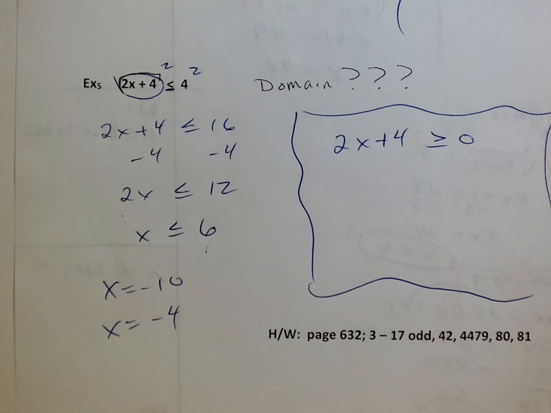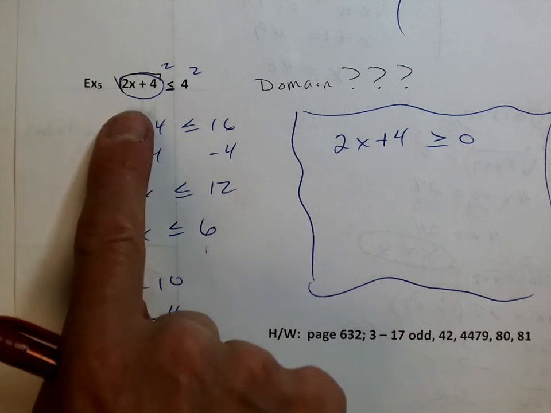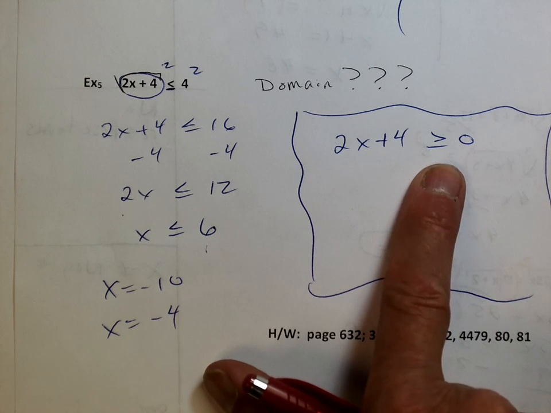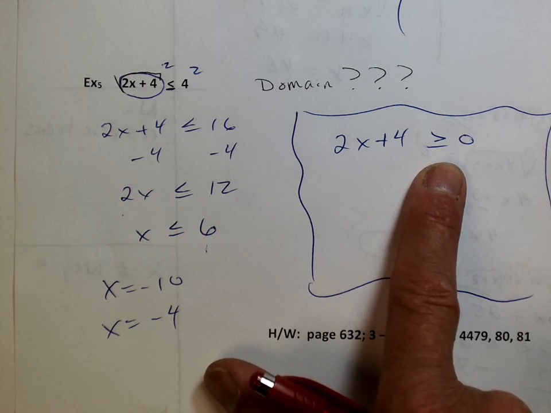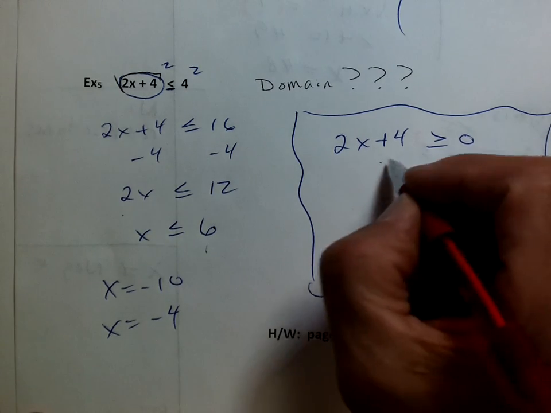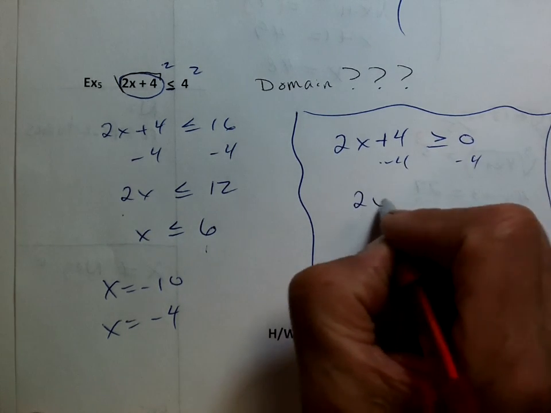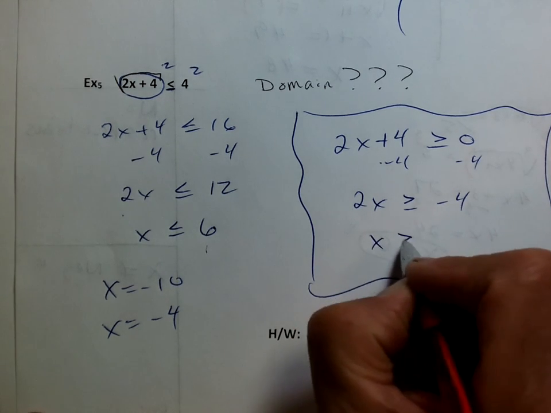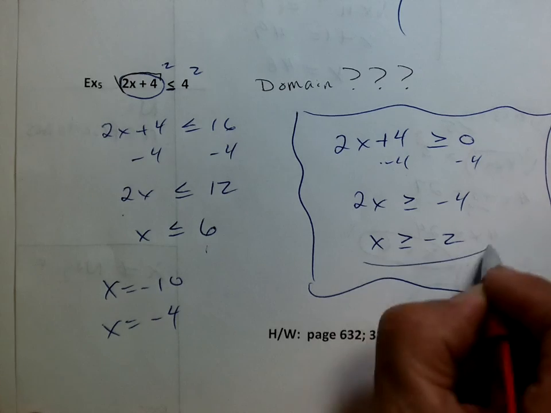Are you with me on my thought? I want to make sure that what's inside here never becomes a negative. So I say, okay, let's take the 2x plus 4 and make sure it's greater than or equal to 0. So let's solve for x and find out what values would work. Okay, so if I solve for x, minus 4, I'd have 2x is greater than or equal to negative 4. Divide by 2, x has to be greater than or equal to negative 2.